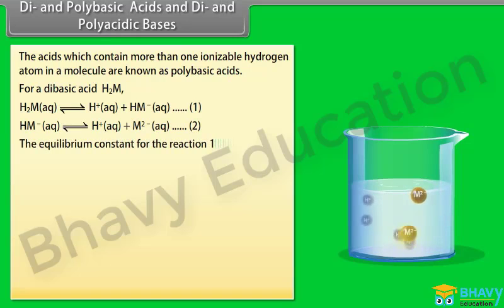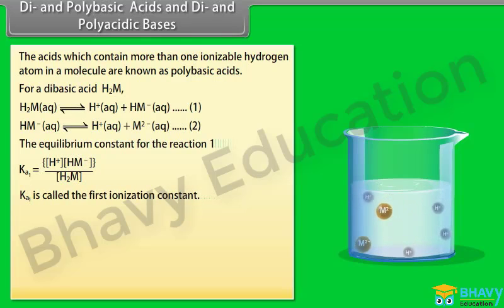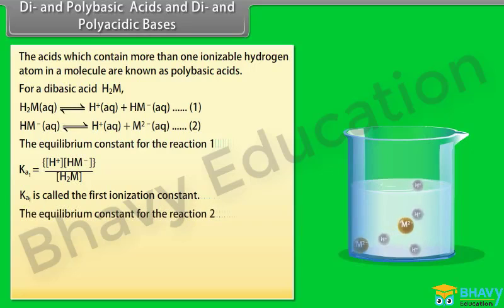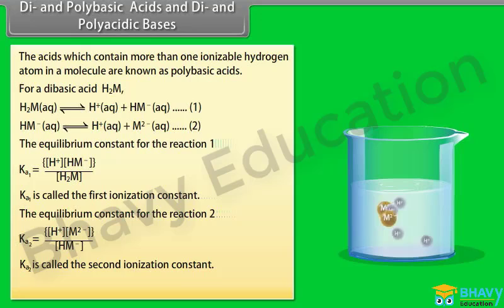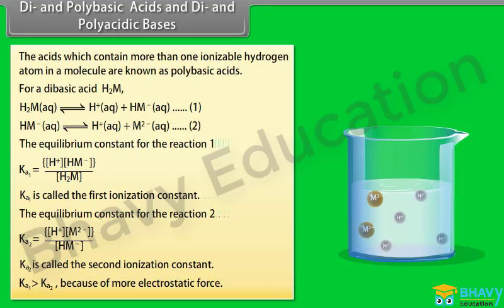The equilibrium constant for the reaction 1, Ka1 is equal to H plus into HM minus by H2M. Ka1 is called the first ionization constant. The equilibrium constant for the reaction 2, Ka2 is equal to H plus into M square minus by HM minus. Ka2 is called the second ionization constant. Ka1 is greater than Ka2 because of more electrostatic force.